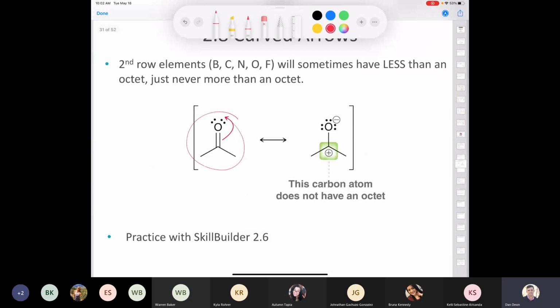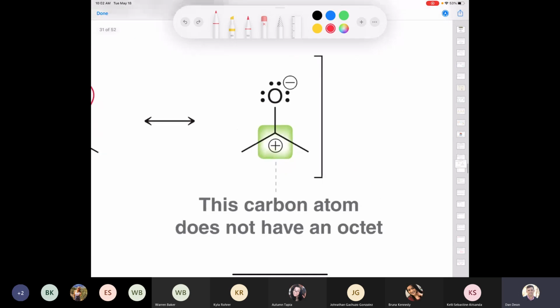So here's acetone. We actually saw this molecule several times already throughout the class. This curved arrow isn't bad. Okay, you end up with 2 charges in this resonance contributor. The carbon doesn't have an octet. It's a carbocation. The oxygen does have an octet.